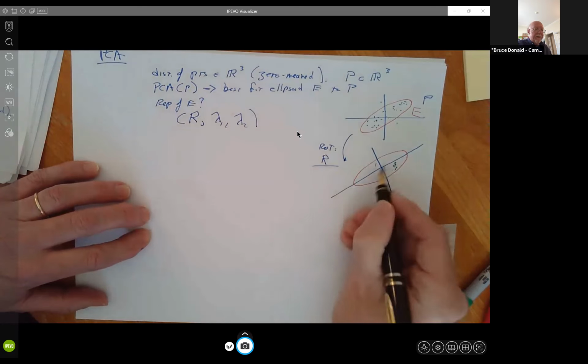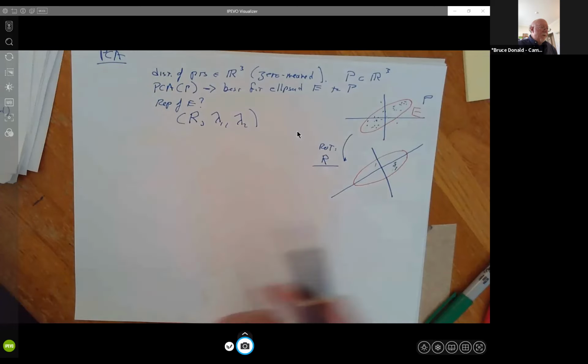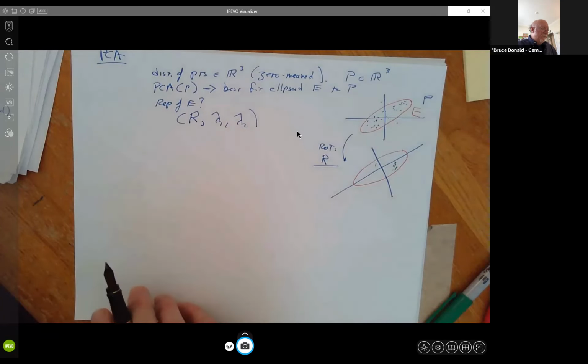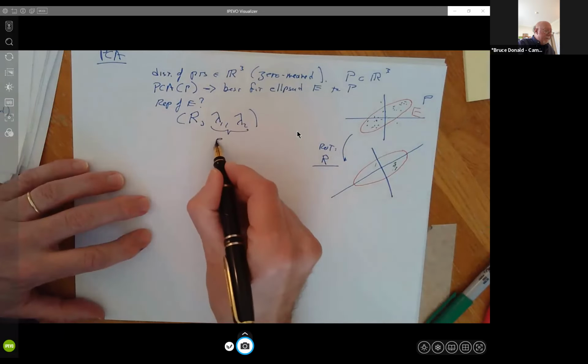Here I've let one of the eigenvalues be 1, but basically that defines how you stretched it. So all I need to define the ellipsoid is I start out with sort of a canonical circle, I rotate it, and then I stretch it. And these guys, by the way, are called the eigenvalues.